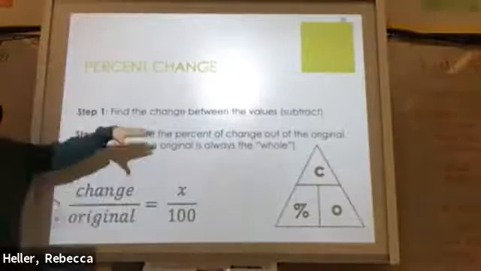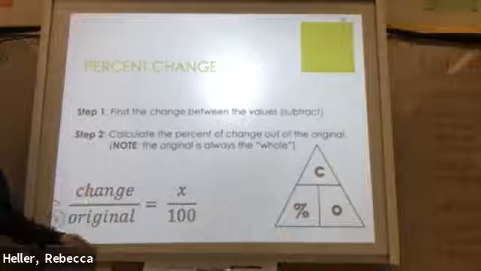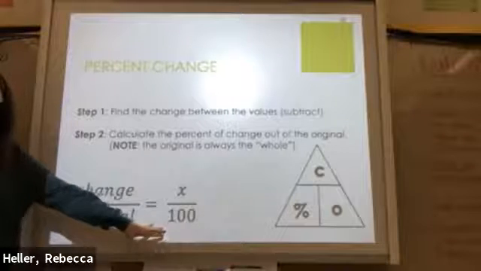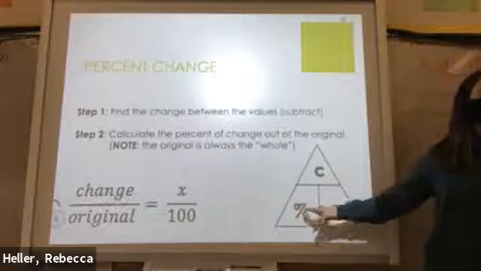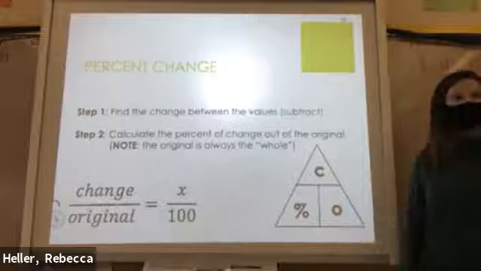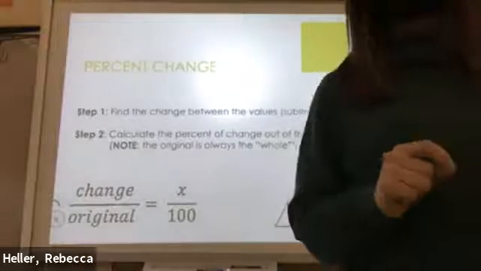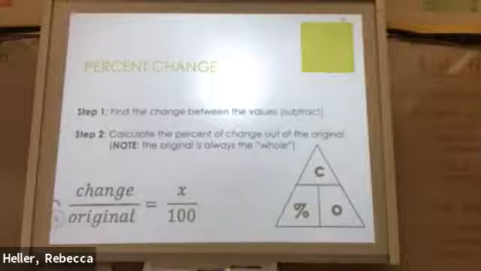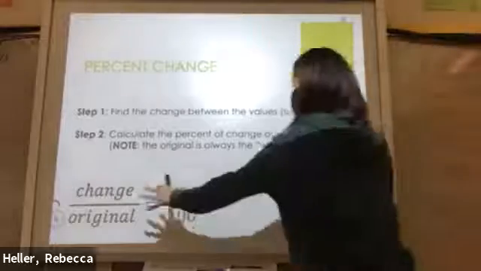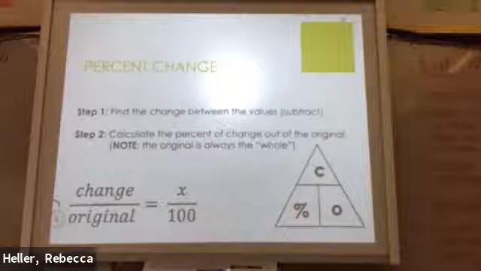So after you find the change, whichever setup you prefer would look like this. The change over the original equals x over 100. Or if you were using the triangle method, the change is the part and the original is the whole. Okay, so whichever of these two methods you're choosing, find somewhere on the 6.4 page in your notes to write down this. You have it as a reference. So squeeze in there somewhere, whichever of the two methods you're using, write that setup in there so you have it to look off of if you need it for your homework.